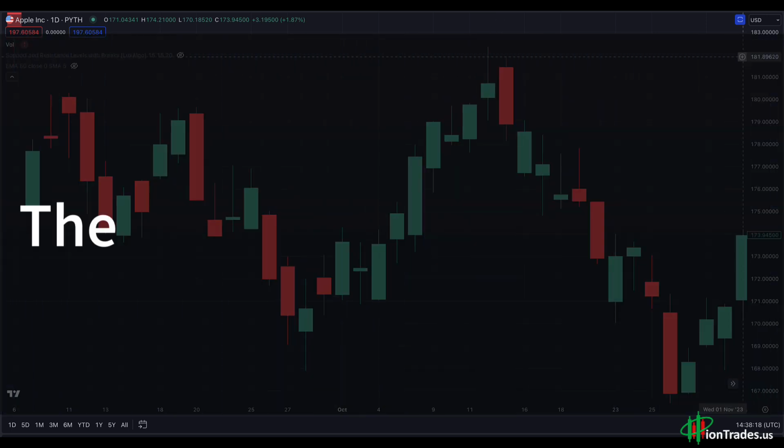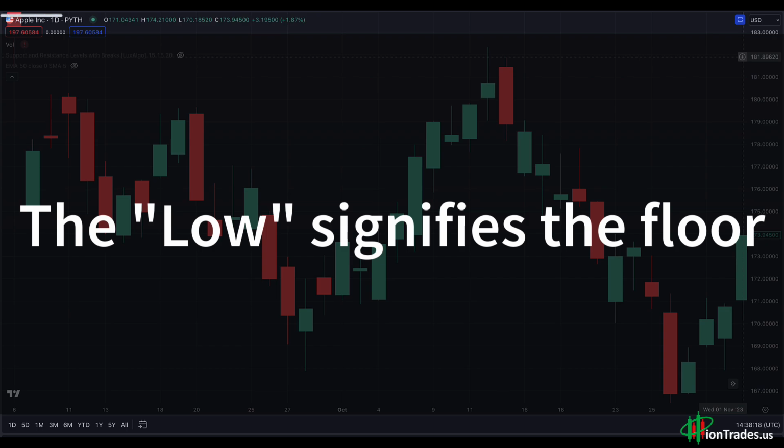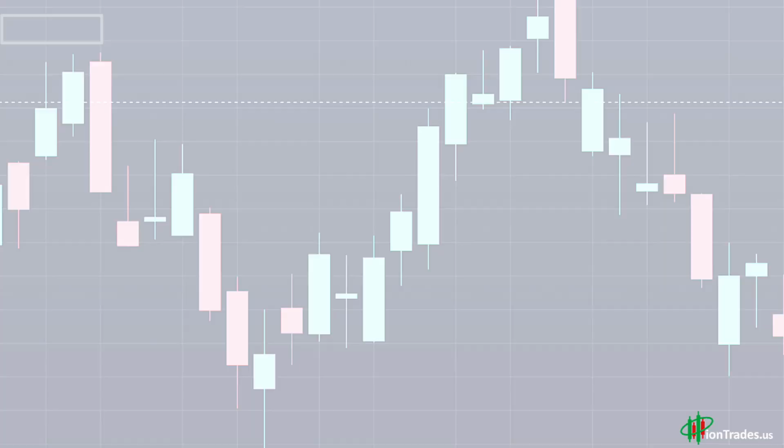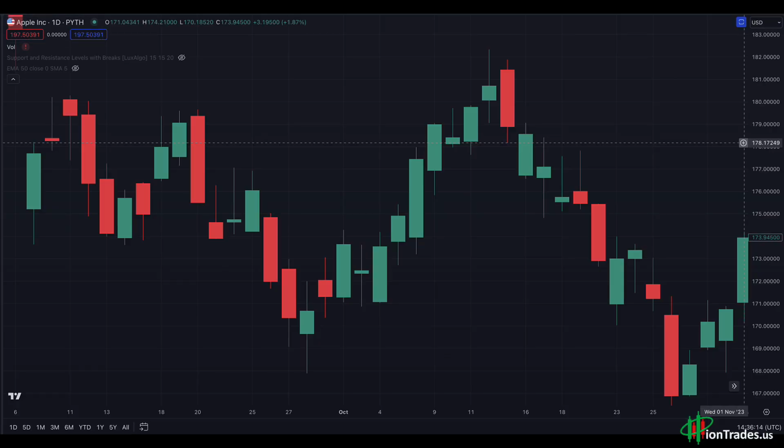The low signifies the floor, the lowest price reached by an asset during a specific time. Let's revisit the daily stock chart for Apple. This single candle symbolizes one entire day, and the lowest price reached for that day was $178.